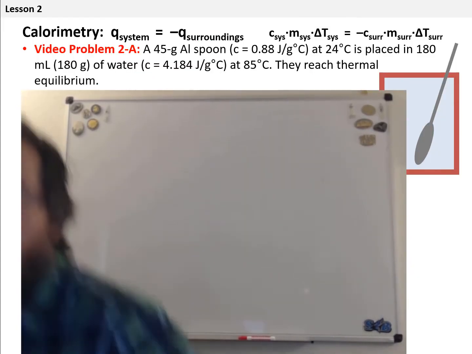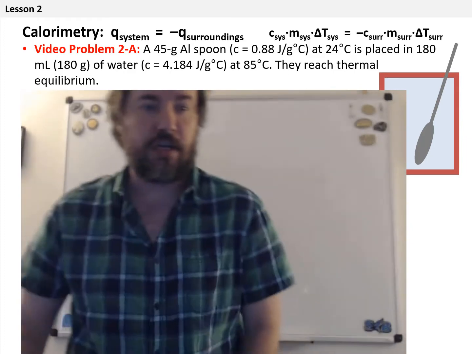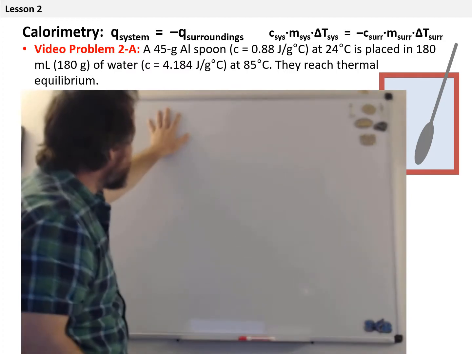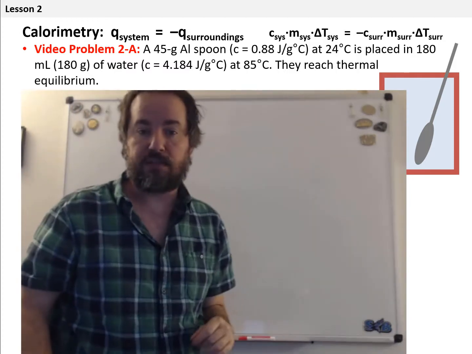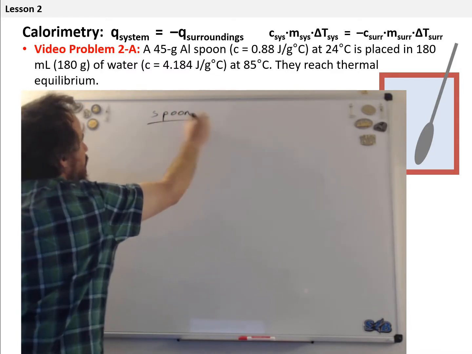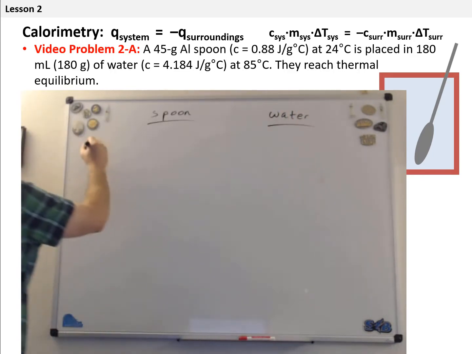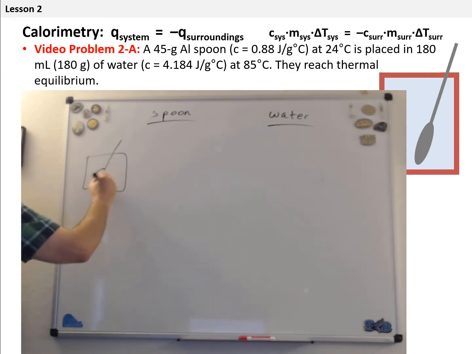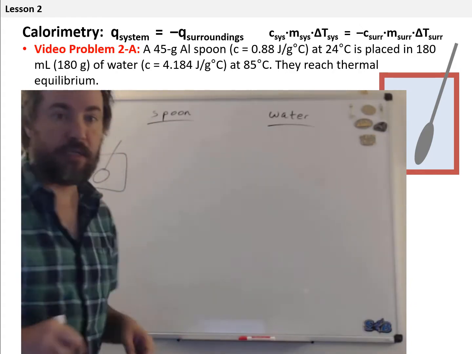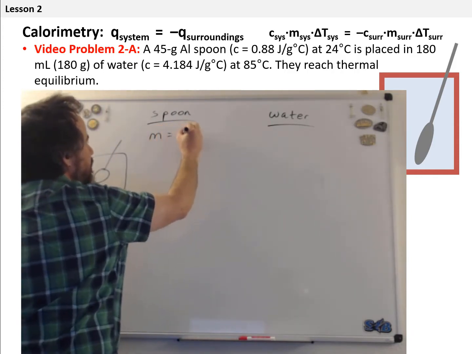Okay, so let's do this problem at the board. We're told we have a 45 gram aluminum spoon and water. So we're going to talk about our system and our surroundings. Our system is going to be the spoon, and our surroundings is going to be the water. And we're going to put that spoon into the water. Now for the spoon, let's say what we know about it. We know its mass is 45 grams.